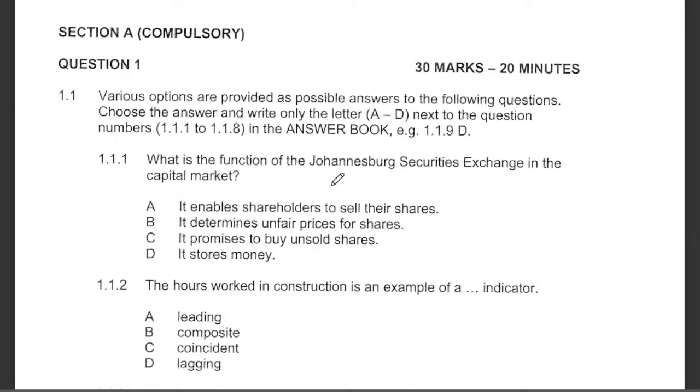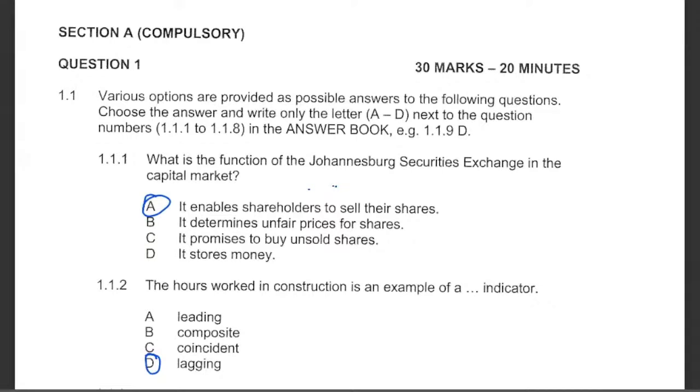Right. So now let's check the first question, which is question 1.1.1. So now question 1.1.1 reads as follows. What is the function of the Johannesburg Security Exchange in the capital market? So now the function of this in the capital, remember the capital market is where the long-term loans are actually being bought and sold. So now in this regard, our appropriate answer is going to be A. Okay, right, grade 12. So now let's move on to the second question, which is 1.1.2. It says the hours worked in construction is an example of a dash indicator. That is an example of a lagging indicator. Okay, right, grade 12.